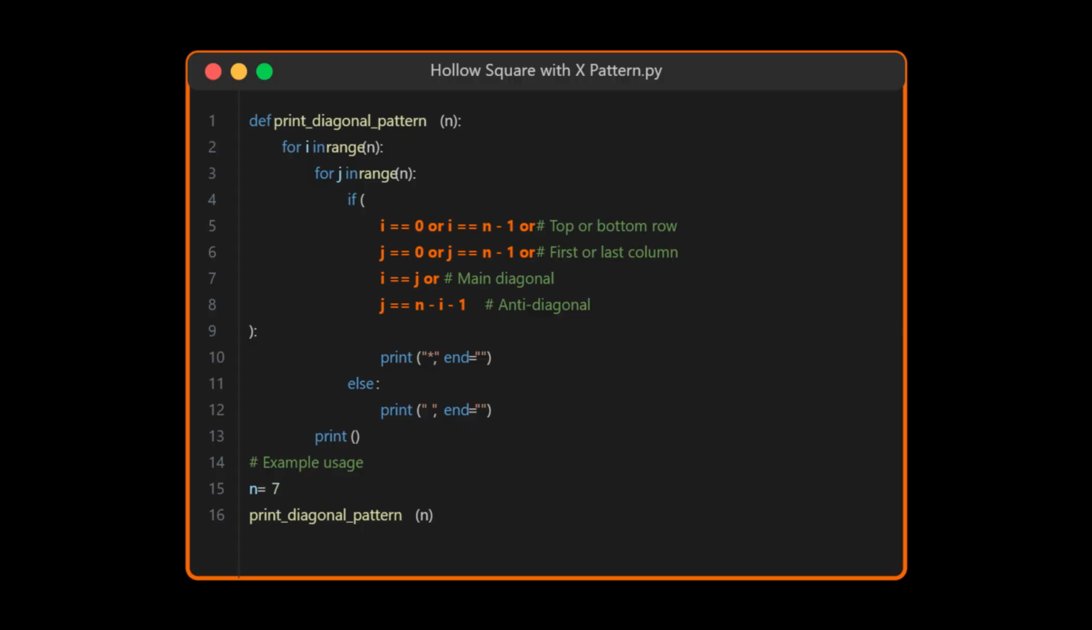Now that we understand the logic, let's take a look at the complete code that brings this pattern to life. That's a wrap. We coded the hollow square with diagonal star pattern.